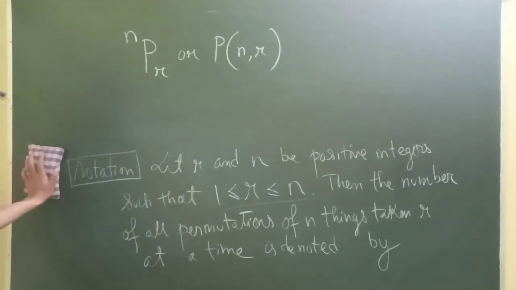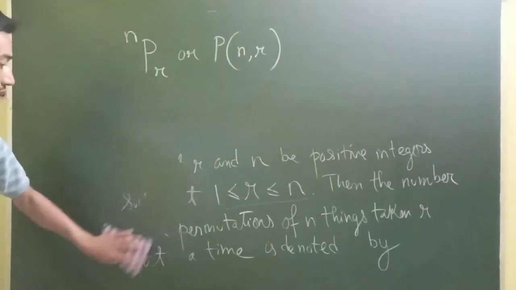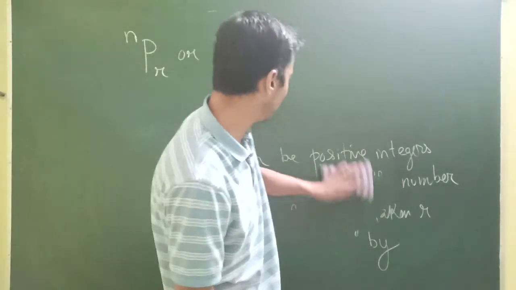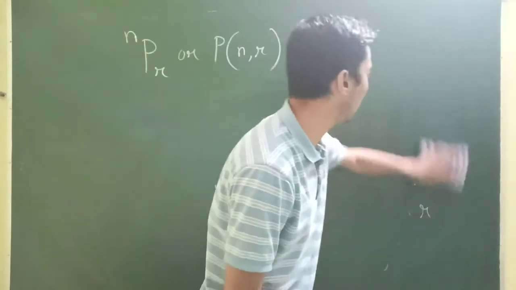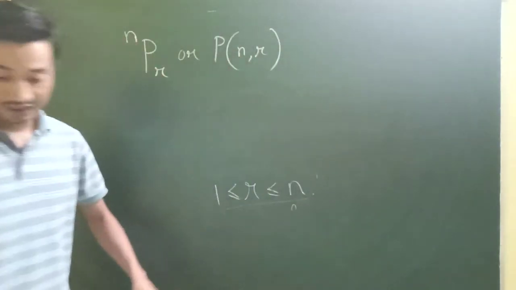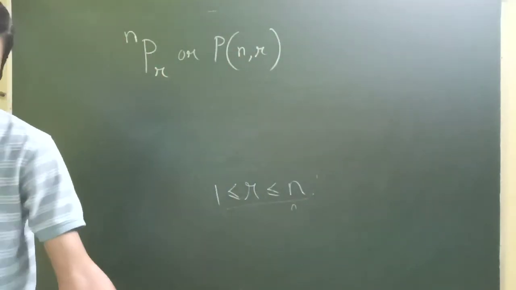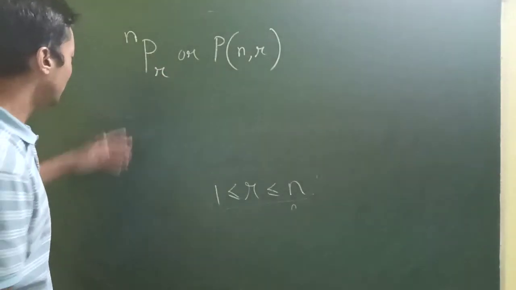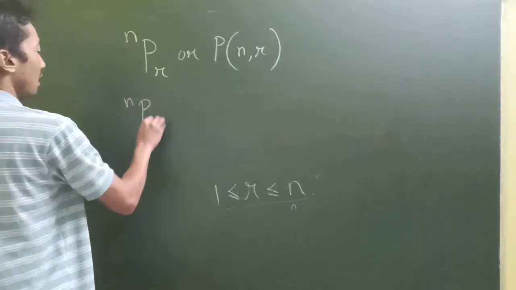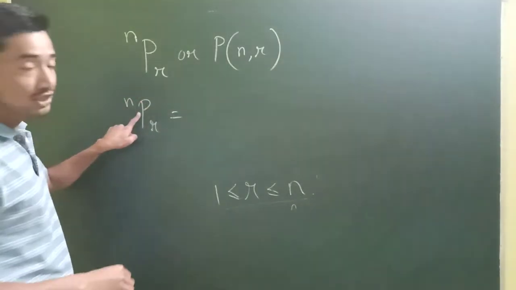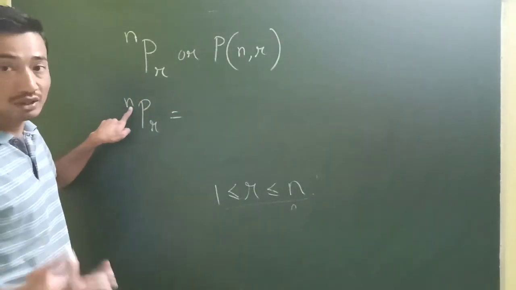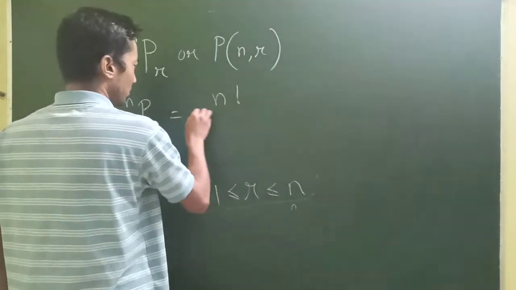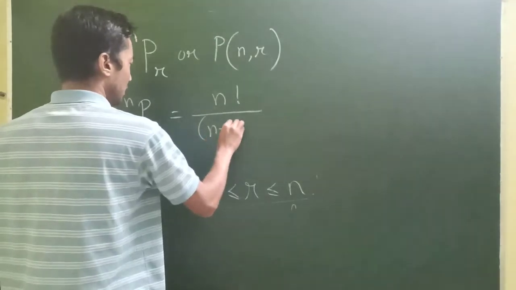Okay, so NPR written, I am going to rub this off. The number of ways of arranging n things by taking r at a time is denoted by nPr or P(n, r). Now this value, that is nPr, what is it? The number of arrangements of n objects or things by taking r at a time is given by n factorial divided by n minus r factorial.